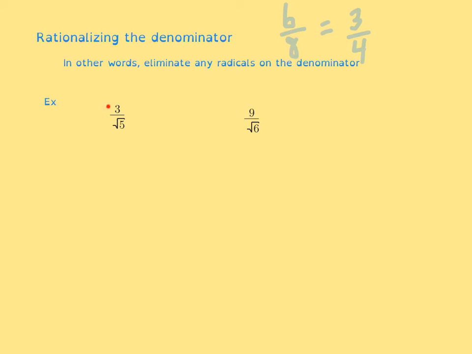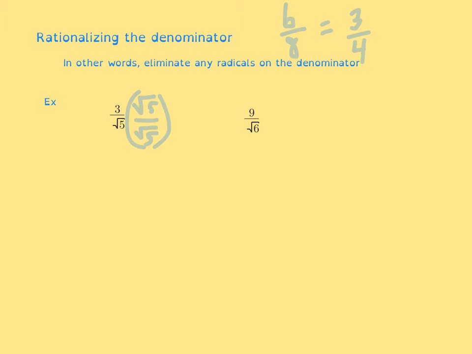Same idea here. We're going to take this and we're going to change it in such a way that we do not have a radical on the denominator anymore. It doesn't change the value of it, like it doesn't change the value of the fraction up here, but it's a more proper way to write your final answer. So the way we do it is we multiply numerator and denominator by the radical that's giving us trouble. So we're going to multiply both top and bottom by √5.